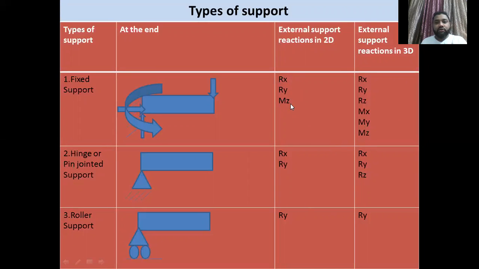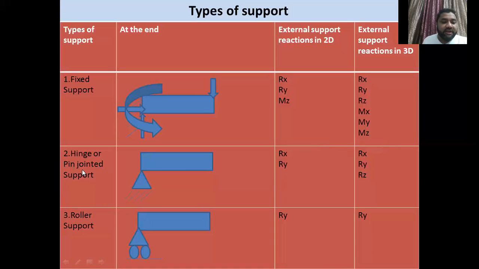Okay. So in the two-dimensional case, if your problem is a 2D problem, then in case of fixed support, you will have three external support reactions: Rx, Ry, and Mz. And if your problem is a three-dimensional problem, then there will be six support reactions: Rx, Ry, Rz, Mx, My, and Mz.